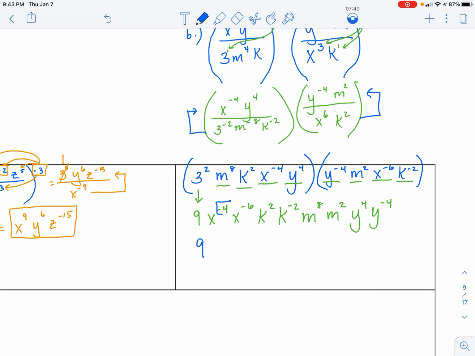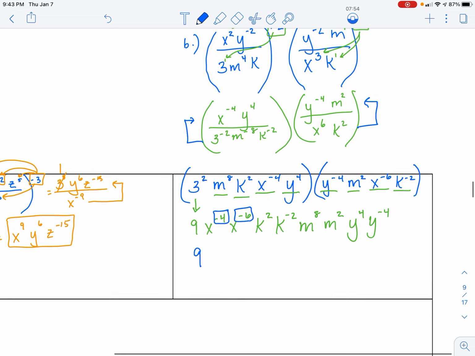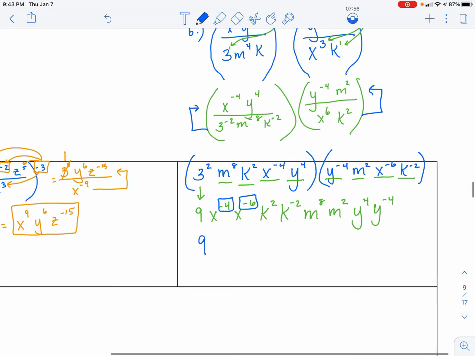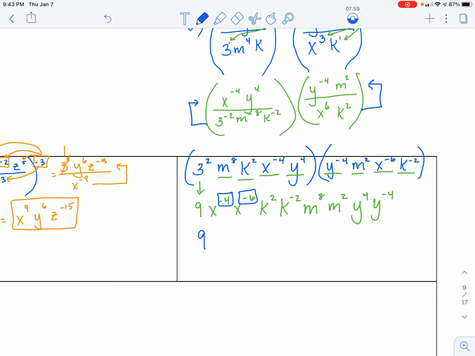So now I have 9, and what am I going to do with these exponents now? It's not like the ones up top. They're not on the outside of any parenthesis, so we don't multiply our exponents now. Now we're going to add our exponents when we put these together. So we're going to have x to the negative 10th, k to the 0, m to the 10th, and y to the 0. And we know what happens to these guys, right? They're just 1. So our final answer would be 9x to the negative 10th power times m to the 10th power. That is the final answer for B.